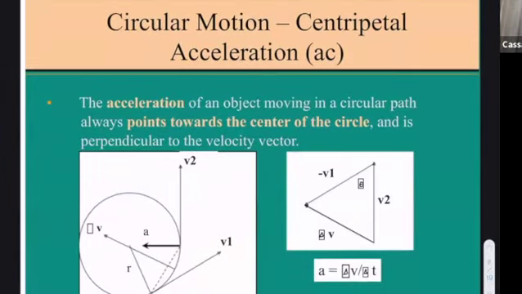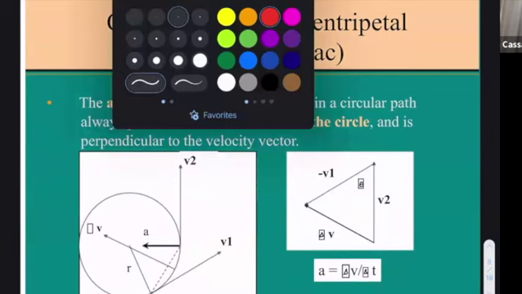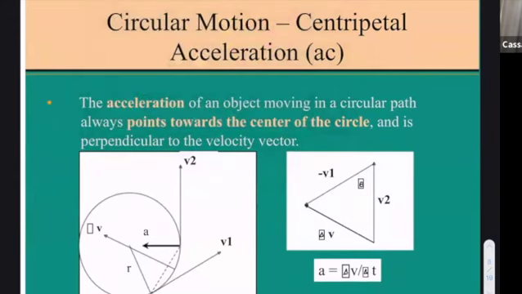Okay. So centripetal acceleration. That's a fun word, right? Centripetal acceleration, a subscript c. This transferred weird. So the acceleration of an object, going back to the question I asked a few minutes before: the acceleration of an object moving in a circular path is always pointed towards the center of the circle, and it is always perpendicular to the velocity vector, which we should remember from a little while ago.